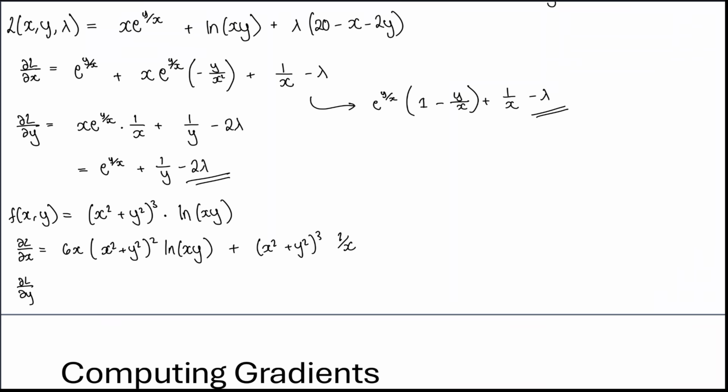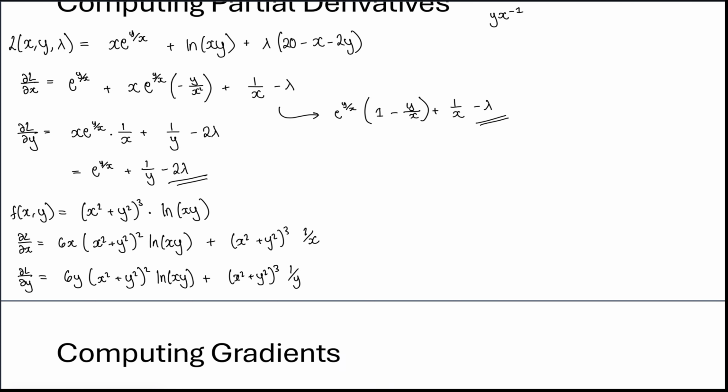If we now partially differentiate with respect to y, we get 6y times x squared plus y squared to the power of 2, and then ln xy stays the same, and then plus x squared plus y squared to the power of 3 multiplied by 1 over y. Cool, so pretty straightforward.